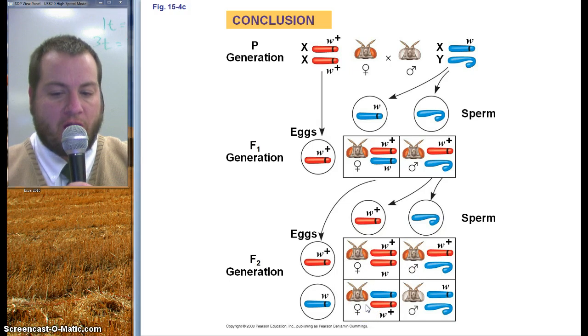These females are now carriers, and this is where the white eye shows back up, and you can see by this cross that the only way that can show up is if this individual down here in the bottom right hand corner is male.